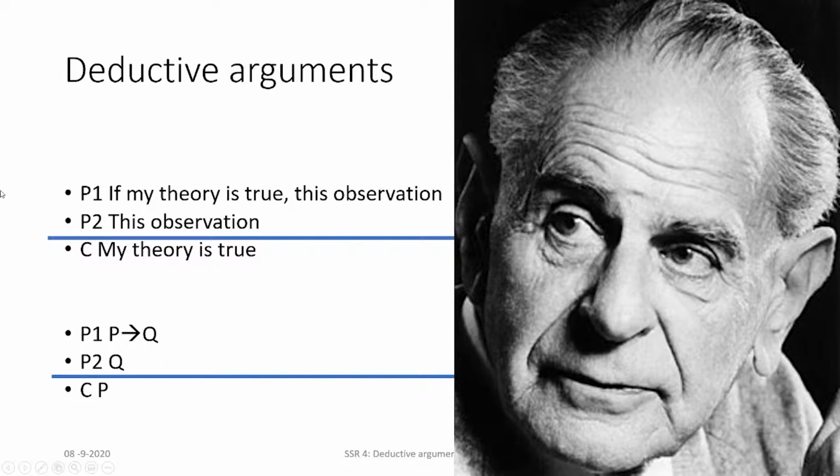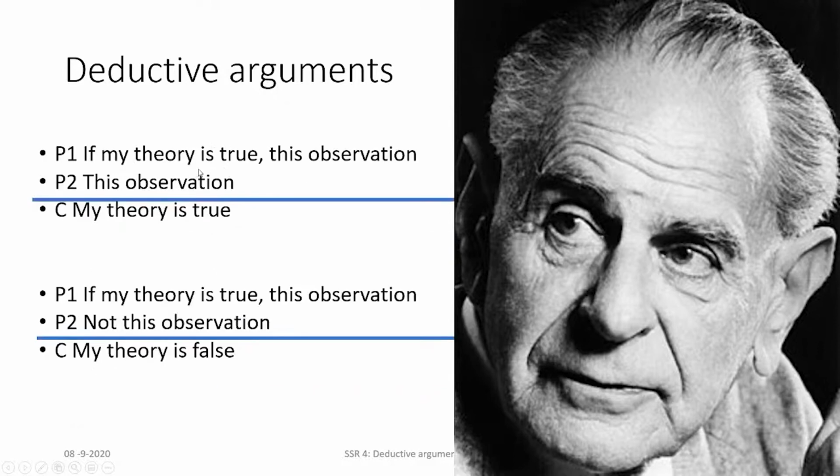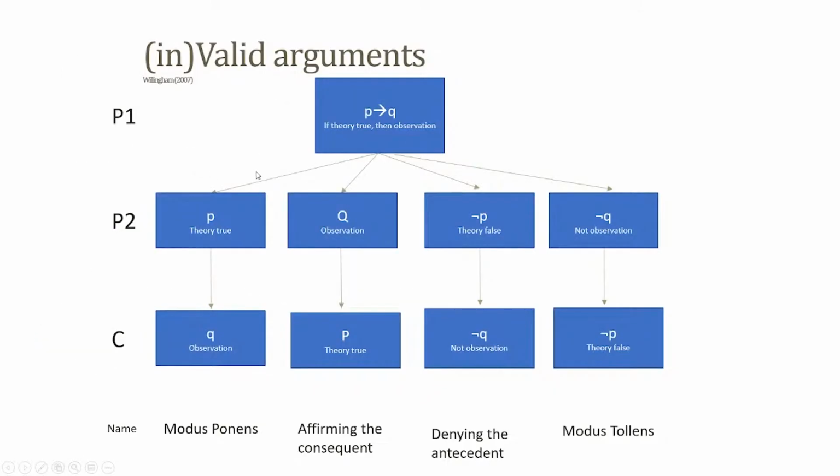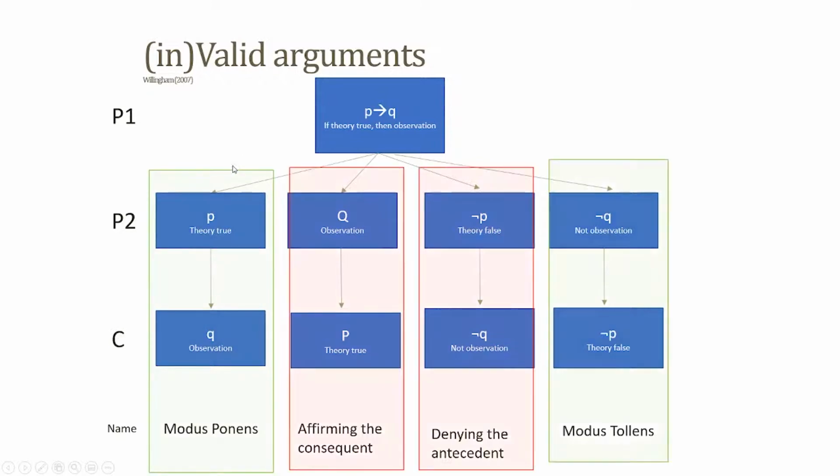All right. And you can put that in the same diagram I've just drawn, which is in the Willingham chapter from last week, which should make it easier to recognize the different valid and invalid forms of reasoning with conditional statements.